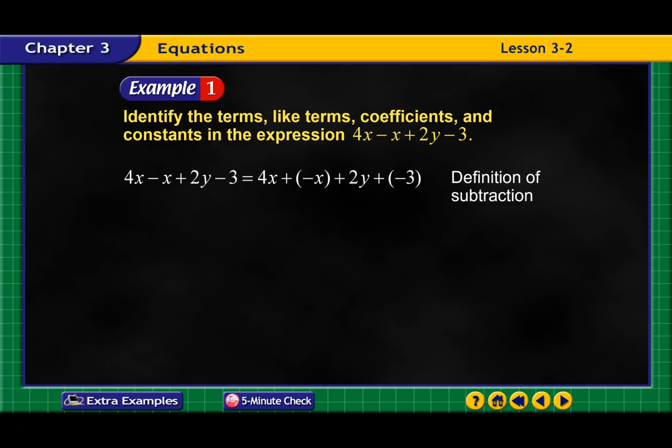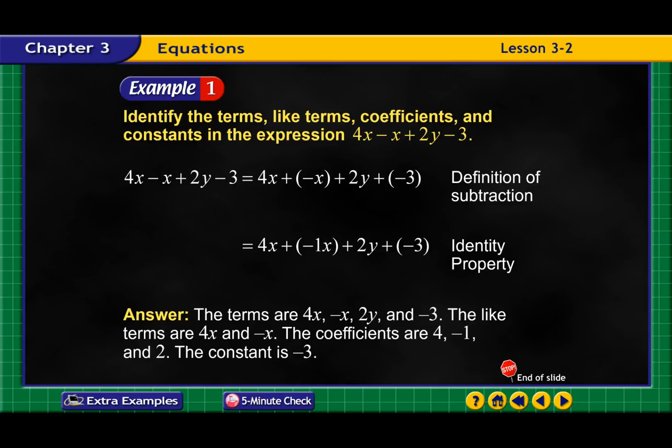All right, so they're going to define it by subtraction by taking them out of the negative form, so they're all adding. From there, we're going to use the identity property. We're going to put the 1 in front of the x here. Okay, so terms are 4x, negative x, 2y, and negative 3. The like terms are the ones that have the same variable. So x and x can be combined. The coefficients are 4, 1, and 2. The constant is 3.